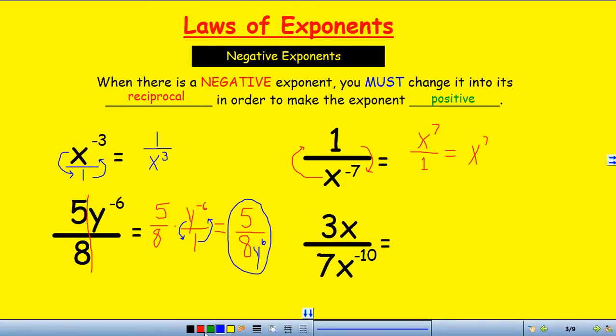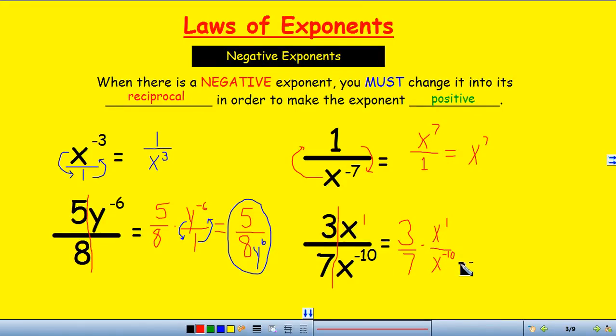Our final question here, we have 3 times x divided by 7 times x to the negative 10. Now, whenever we do not have an exponent, it's automatically a 1. And we're going to divide it like we did before. We're going to just separate those two. That leaves us with 3 over 7 times x to the power of 1 divided by x to the power of negative 10.